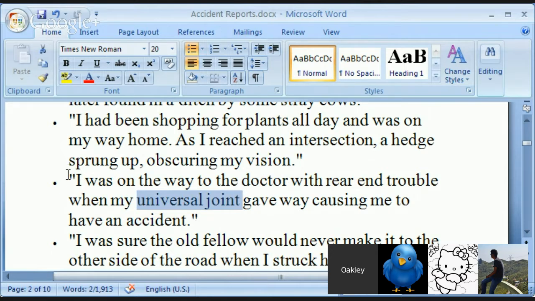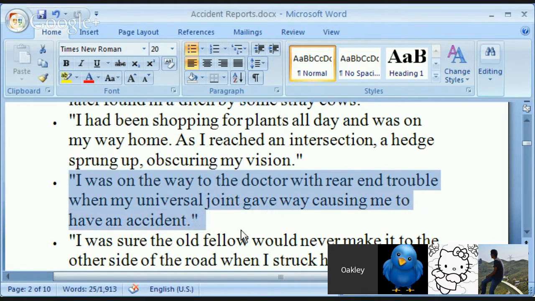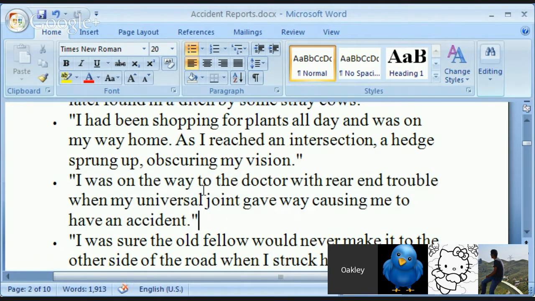What is the problem with this sentence, Heidi? Anyway, he was distracted. Well, actually, no. He had an equipment failure. But what's funny about this is the part where he's on the way to the doctor with rear end trouble. The rear end. Yes. This is again the use of rear end. What does it mean? Rear end trouble. Butt trouble. Right. Okay, problems with his butt.